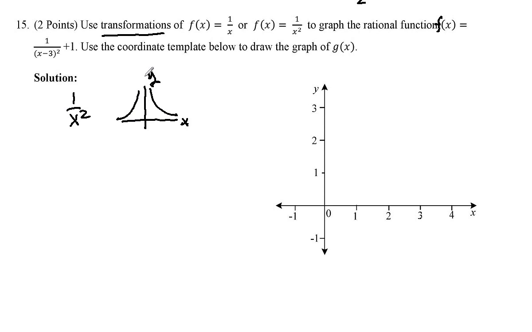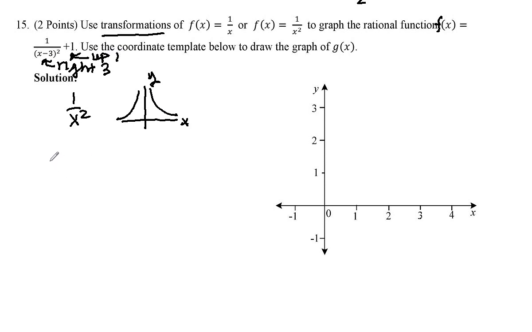So it goes up to infinity at x equals 0. It's got x equals 0 as a vertical asymptote. Then, instead of x on the inside, we've got x minus 3. That negative 3 shifts it to the right 3 units. And then the plus 1 on the outside is going to shift the graph up 1 unit.